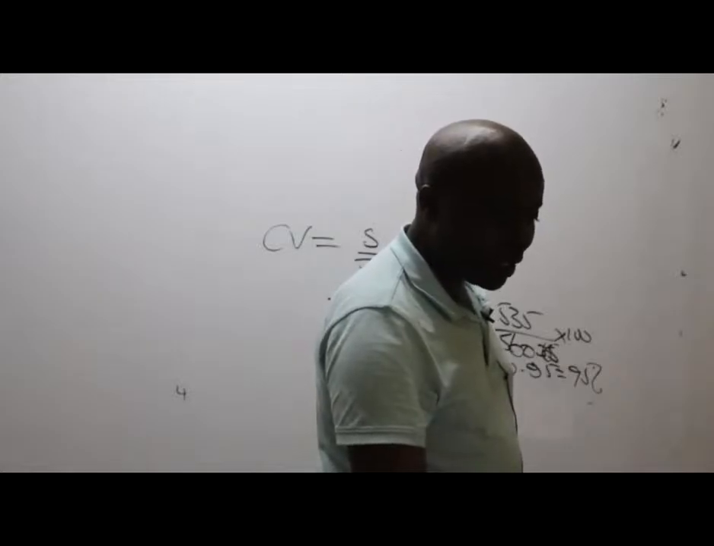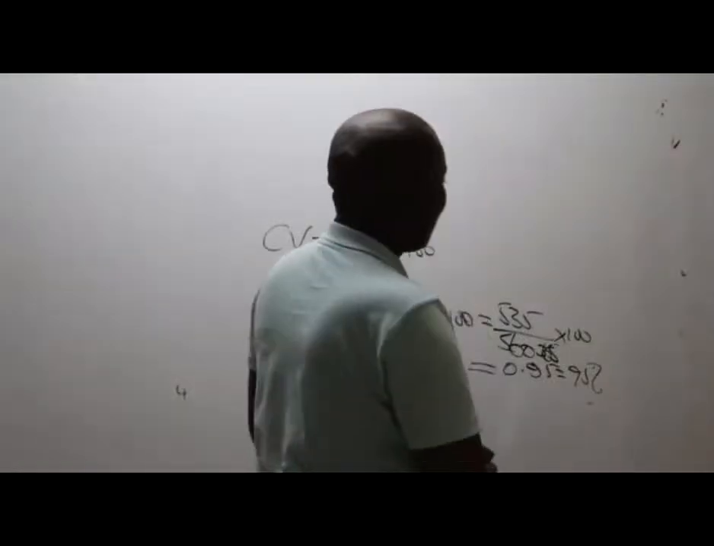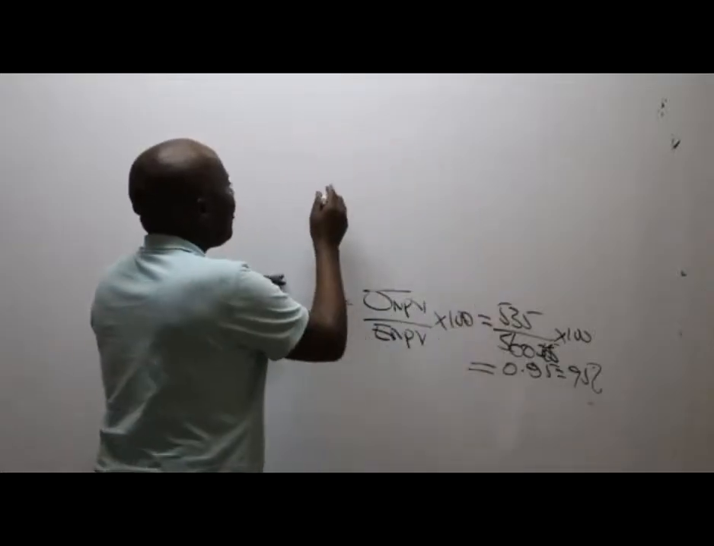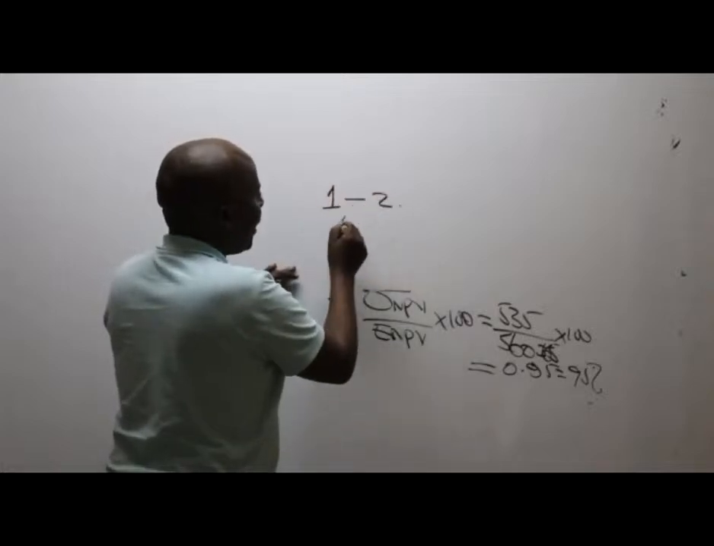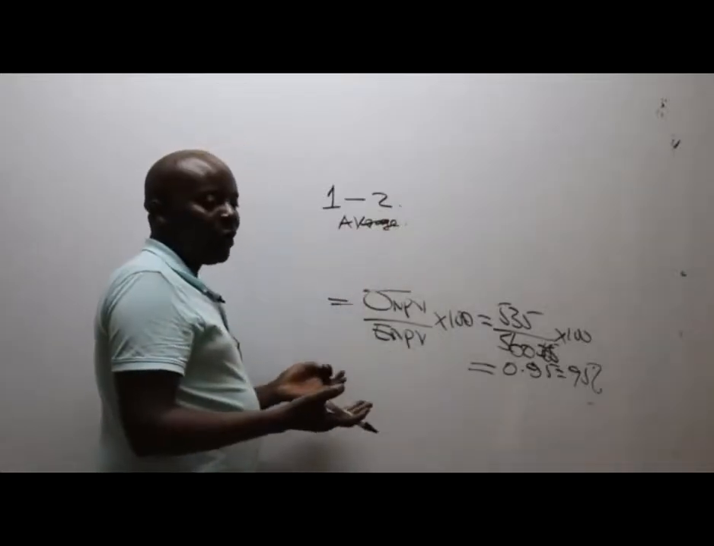What are they comparing this against? Let's see here. So when you look at Roman 3, assuming the firm's average project had a CV of between 1 and 2, perhaps it could have been 1.5. Explain whether the project would have been of a high, low, or average risk. Ah, great. Now, remember they are giving us the average CV. They're telling us that if the CV falls in between here, then we talk of a medium risk. The risk will be average.